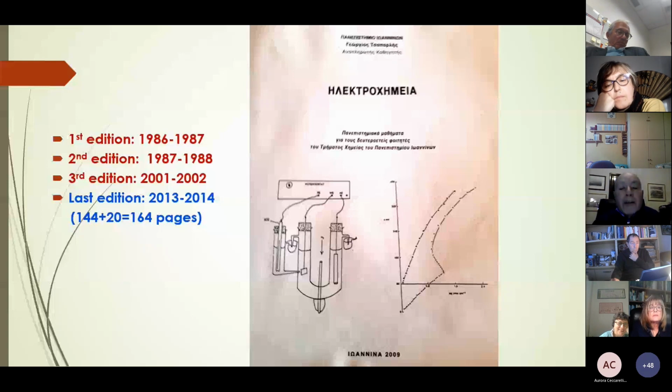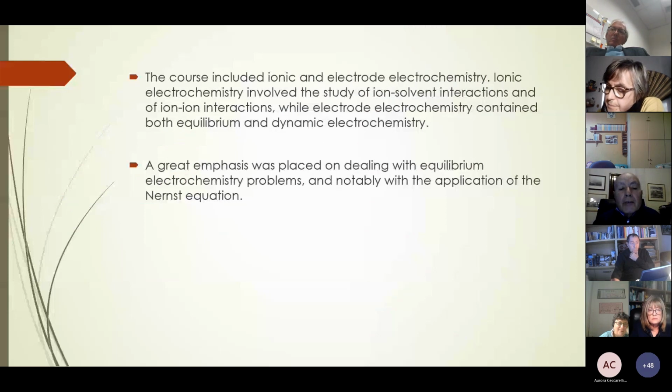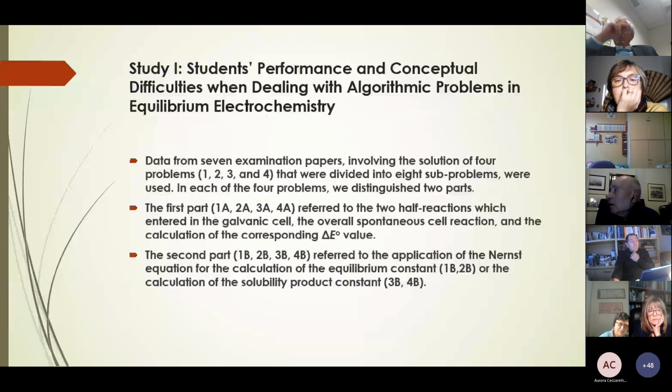The course included ionic and electrode electrochemistry. Ionic electrochemistry involved the study of ion-solvent interactions, ion interactions. This includes the famous Debye-Hückel model. On the other hand, electrode electrochemistry contained both equilibrium and dynamic electrochemistry. As is apparent, great emphasis was placed on dealing with equilibrium electrochemistry, especially with problems involving the application of the Nernst equation. Now, study 1 is about students' performance and conceptual difficulties when dealing with algorithmic problems in equilibrium electrochemistry.